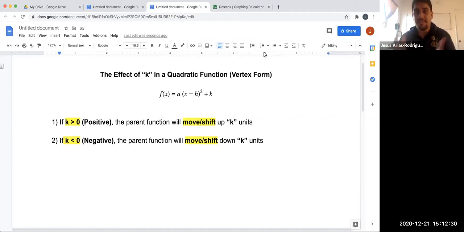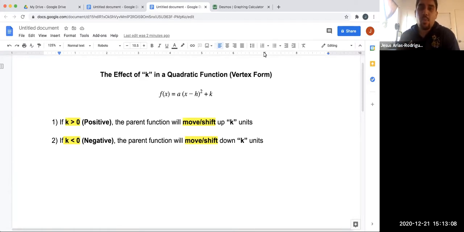In today's class, we're going to be investigating the effect of k in a quadratic function that happens to be in vertex form. And again, just to recap, any quadratic function in vertex form has the following equation: f of x is equal to a times x minus h to the power of 2 plus k, where the values of a, h, and k can be integers, decimals, fractions, or any other type of number. And for this value of k, we're going to have two cases, like when we investigated the value of h and its effect on this quadratic function.